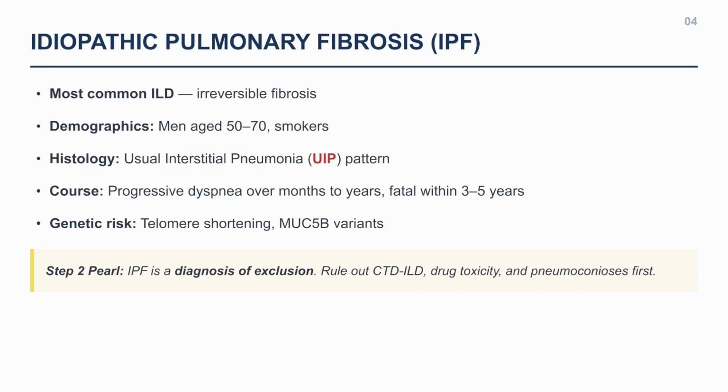Idiopathic pulmonary fibrosis, or IPF, is the most common type of ILD and the prototype to know. It causes irreversible progressive fibrosis. Demographics: men aged 50 to 70, often with a smoking history. The defining histologic pattern is called usual interstitial pneumonia, or UIP. The course is relentless, with progressive dyspnea over months to years, and most patients die within 3 to 5 years of diagnosis. Genetic risk factors include telomere shortening and variants in the MUC5B gene.